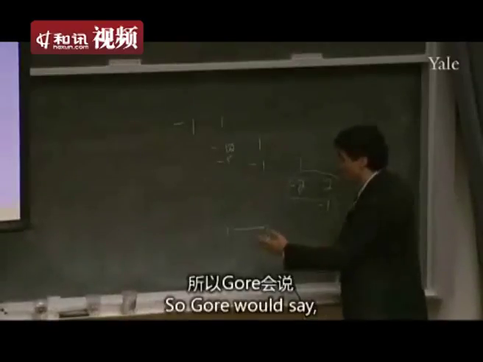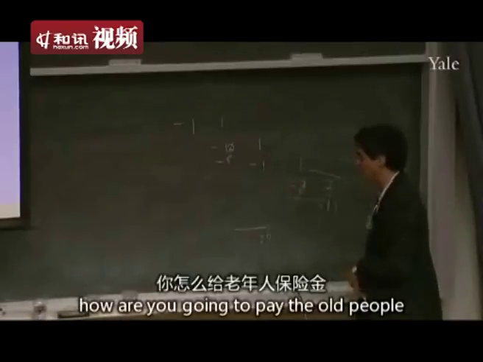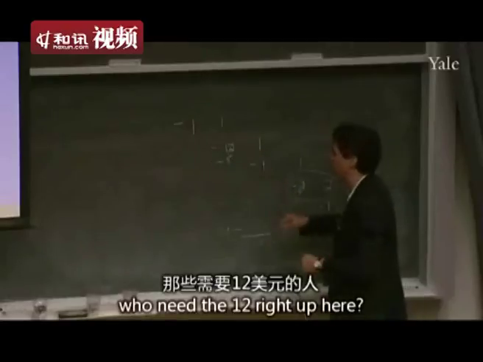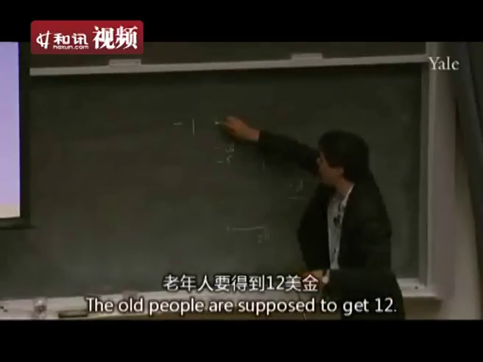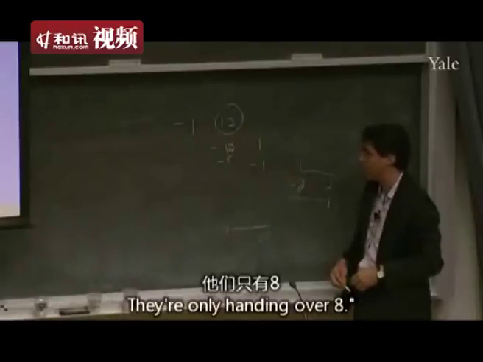So Gore would say, well, if you take these $4 and give it to them, how are you going to pay the old people who need the 12 right up here? The old people are supposed to get 12. How are you going to give them their 12 when the young aren't handing over the 12 anymore? They're only handing over 8.